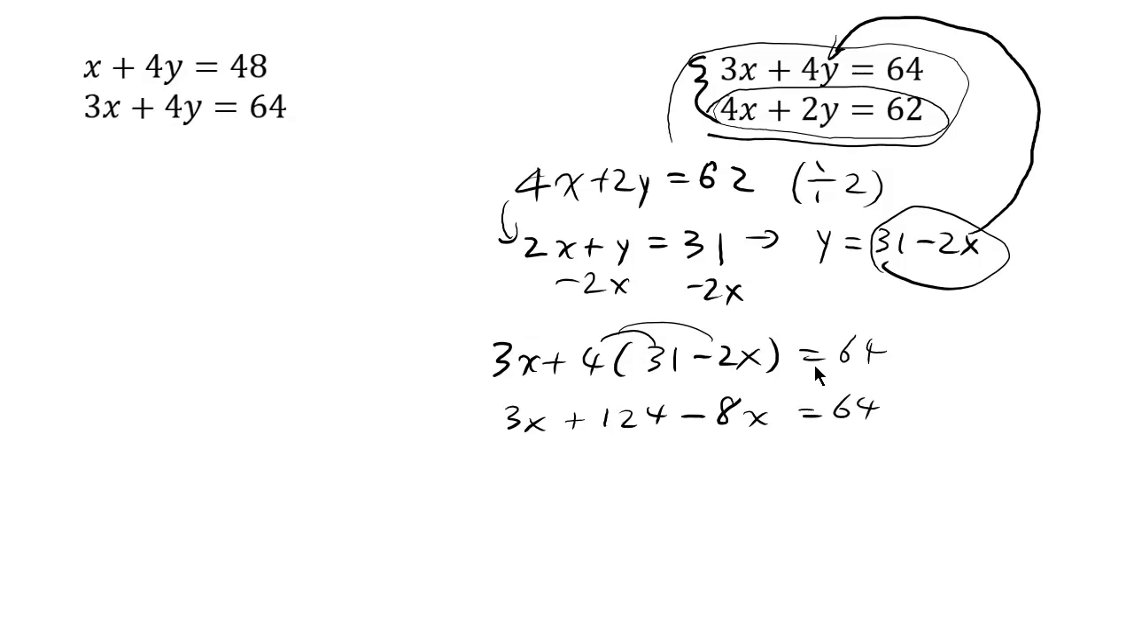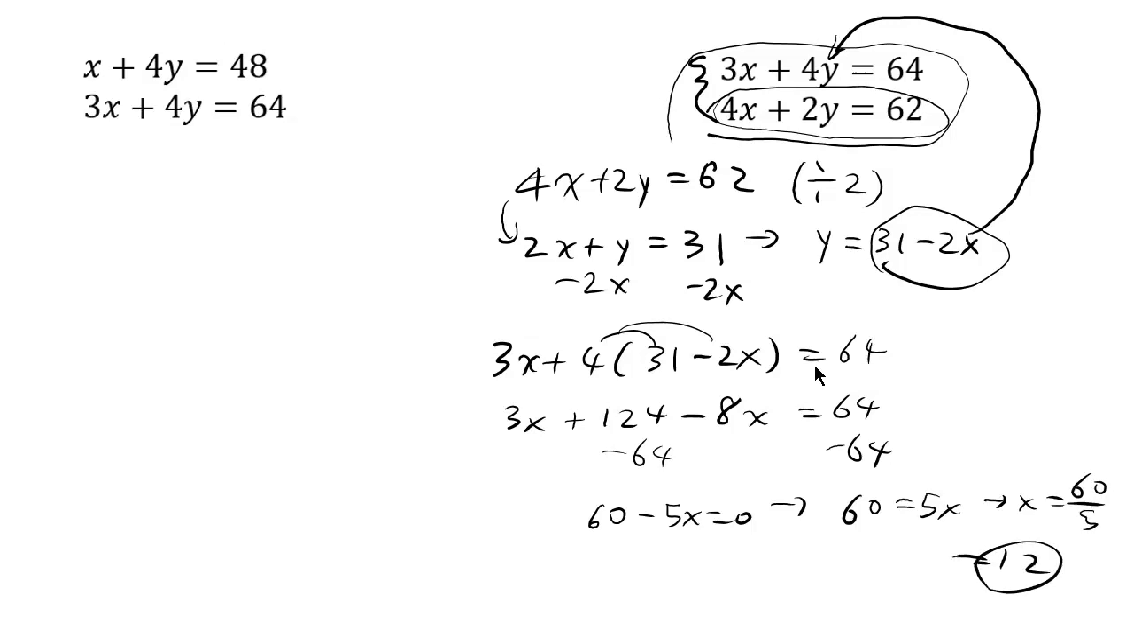Let's see, if you subtract 64 from both sides, you get 60. And then 3x minus 8x is negative 5x, equal to 0. And then when you solve, 60 is equal to 5x. Therefore, x is equal to 60 over 5, which is 12.